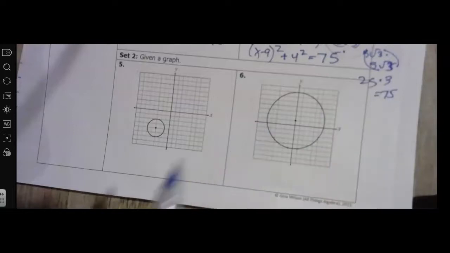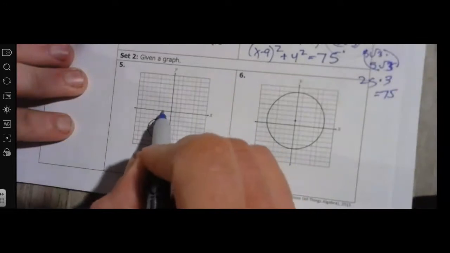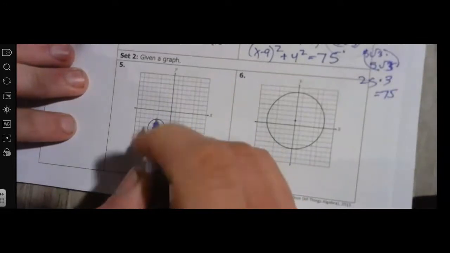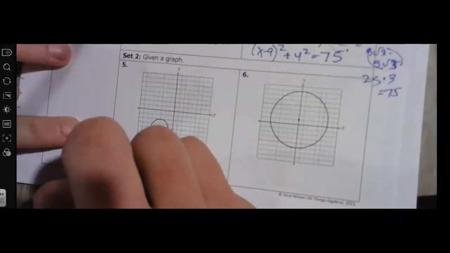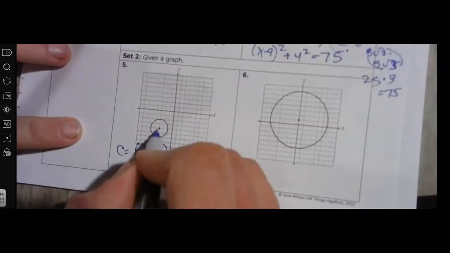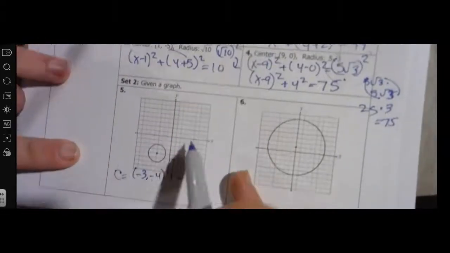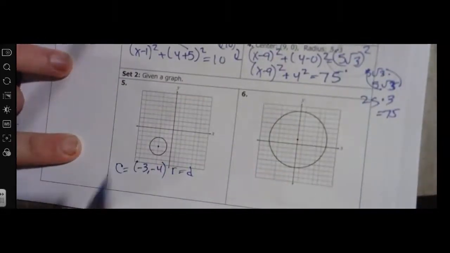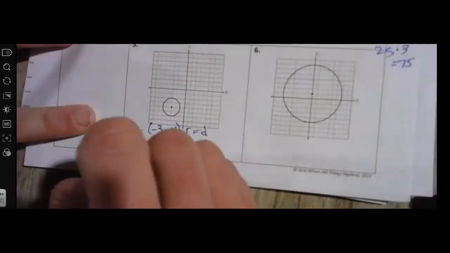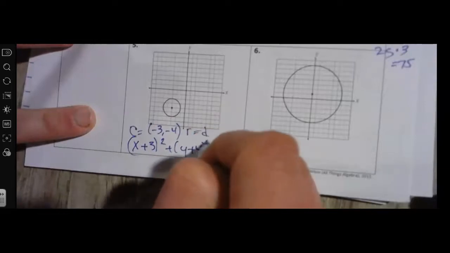And down here for 5, they gave us the circle and they want us to write the equation given the circle. Well, we can see it's 1, 2, 3, negative 3 comma negative 4, so it looks like our circle is centered at negative 3 comma negative 4, and the radius is 2. So instead of just giving us the information like up here, they give us a graph, and then we can find the information from the graph. And then we write the equation. So it's going to be (x plus 3) squared plus (y plus 4) squared equals 4.